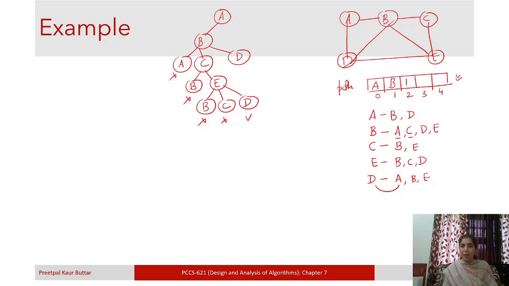So this can be a part of the solution, right? Okay, so from D we can go to A, but A is already explored. The second option is B. B is already explored. The third option from D is E. Okay, so E can be a part of the solution, right? So we write E here.